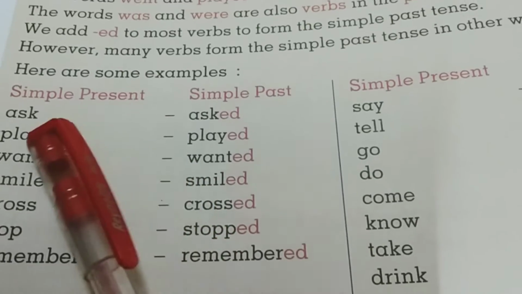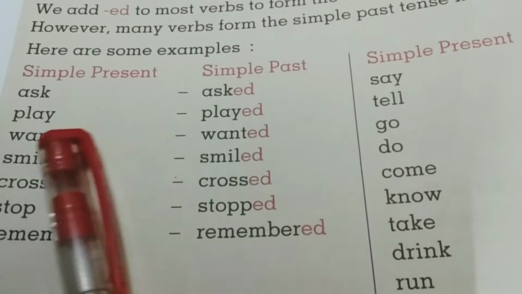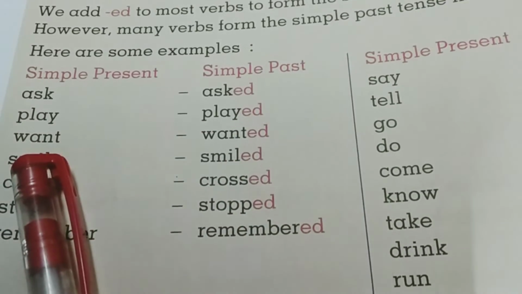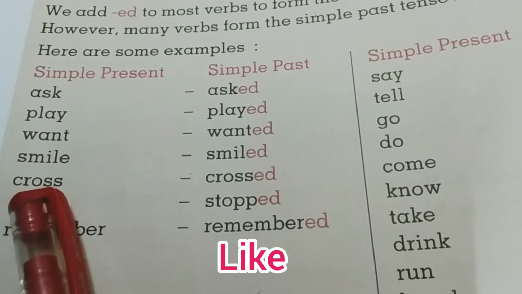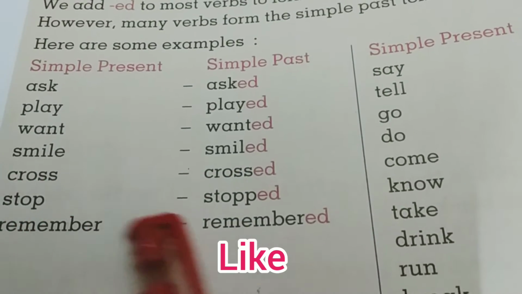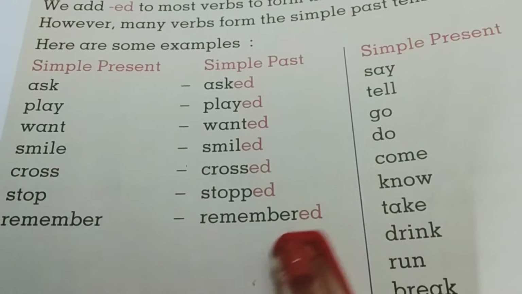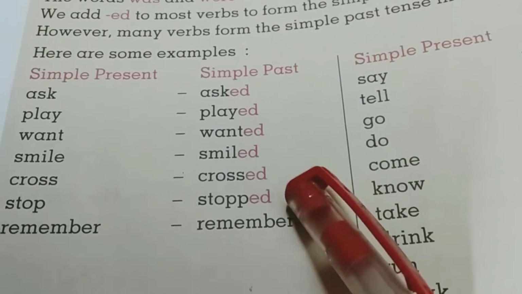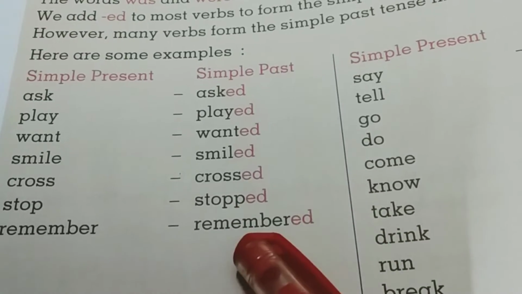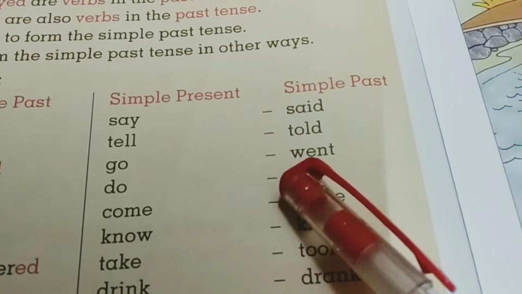Here are some examples. Simple present and simple past tense. Ask, asked. Play, played. Want, wanted. Smile, smiled. Cross, crossed. Stop, stopped. Remember, these are the words where we added only ed. These are the simple past tense. Now, some are irregular. Full change will be there in these.